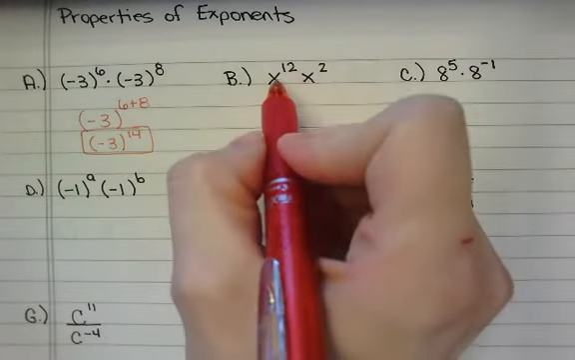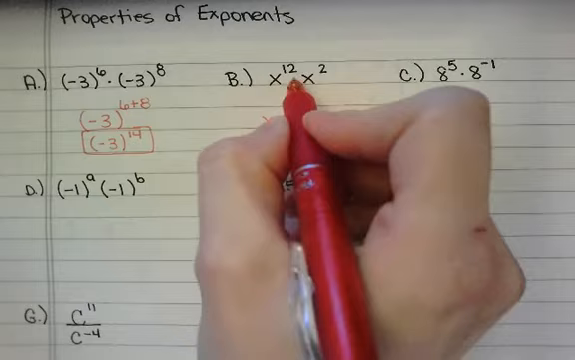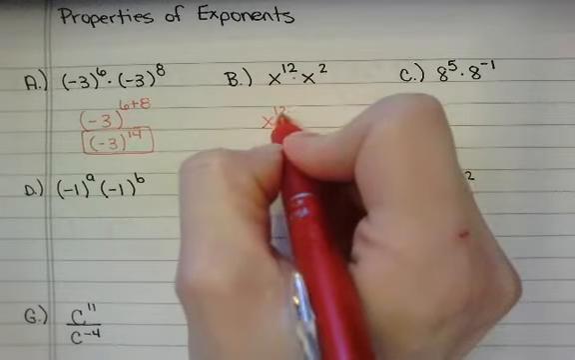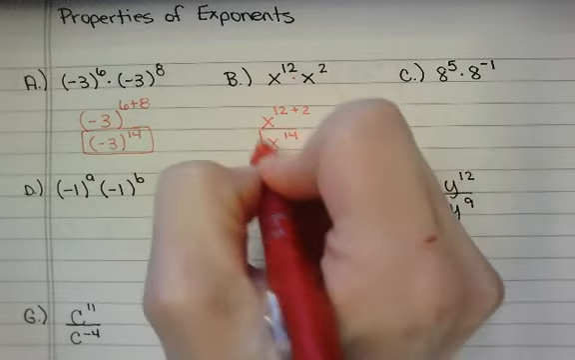Same thing. So I've got the same base and they're multiplying. So when it's the same base and they're multiplying, we just add those exponents up. So we should get x to the 14th.